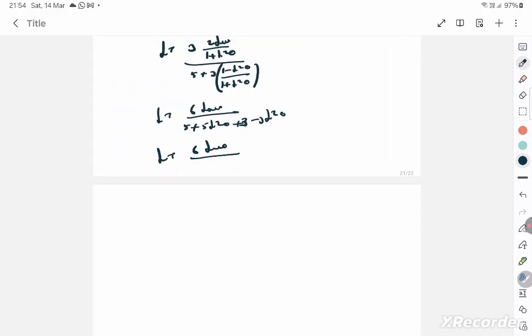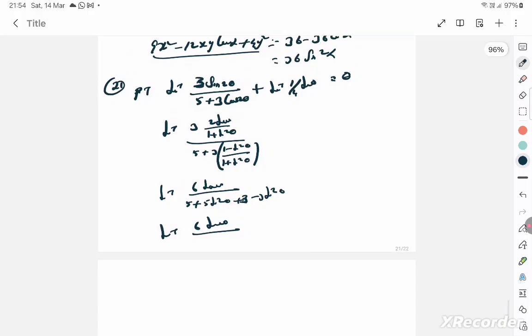6 tan theta by 5 plus 5 tan square theta plus 3 minus 3 tan square theta. You get an 8 plus 2 tan square theta. That's what you get.